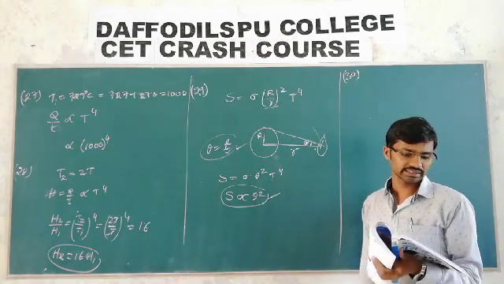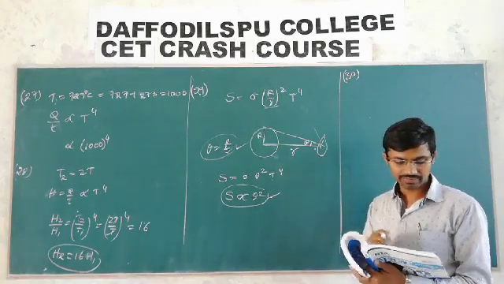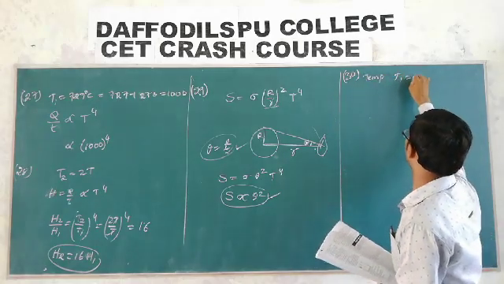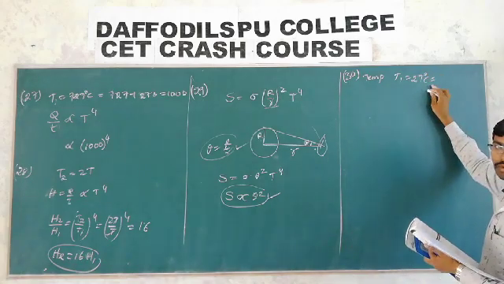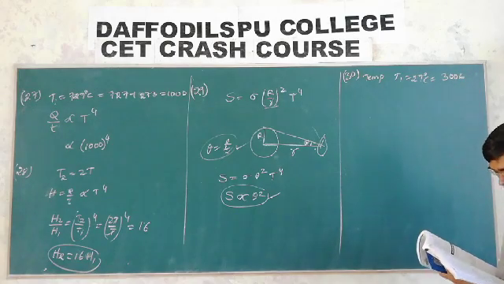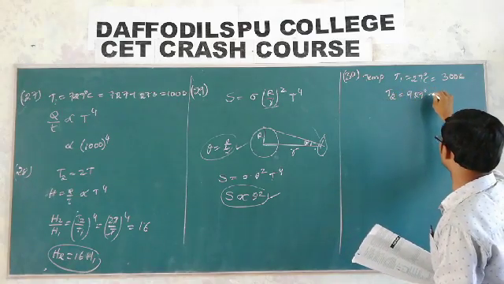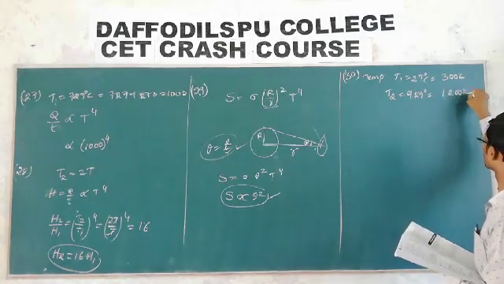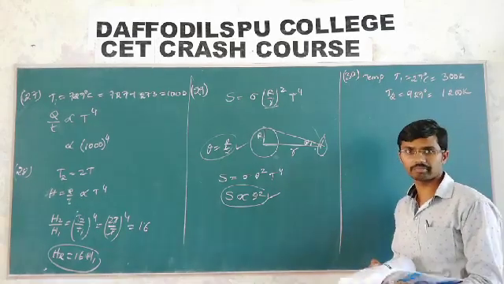A black body is heated from 27 degrees Celsius to 927 degrees Celsius. The ratio of radiation is asked. So what are the temperatures? T1 is equal to 27 degrees Celsius, so 27 plus 273, which is 300 Kelvin. And T2 is equal to 927 degrees Celsius, 927 plus 273, 1200 Kelvin. They are asking the ratio of the radiation emitted.